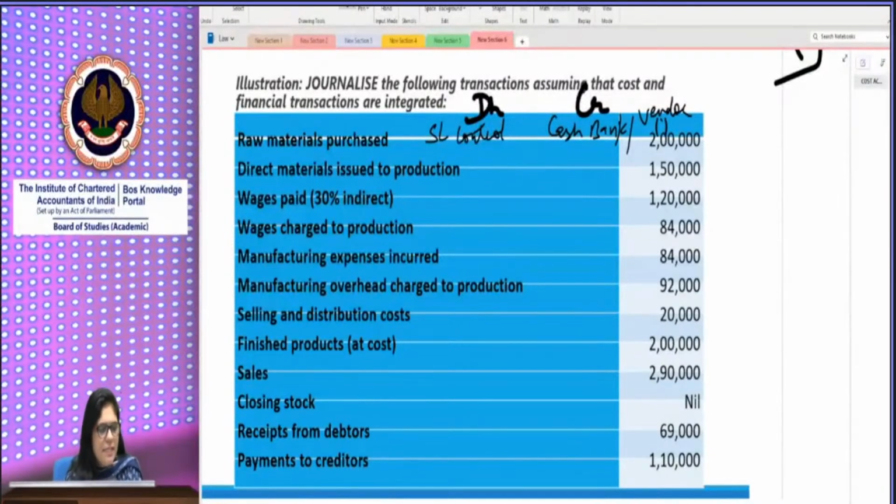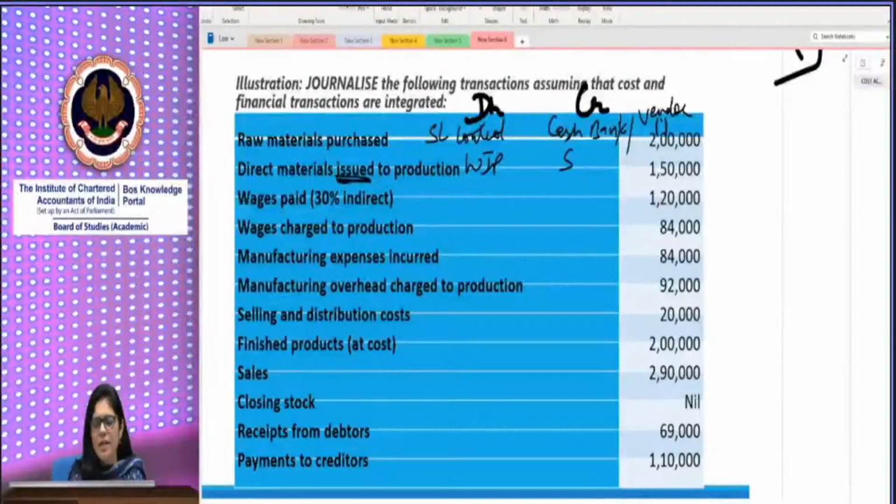Material ledger control account debit and bank account credit. Very good. Direct material issued to production. It's an internal entry. Do we use cost ledger control account here? No. Since cost ledger control account has nothing to do with it, this entry will be the same in integrated and non-integrated both. Clear? So issued to production, stores ledger account credit, WIP debit. It's going to WIP. Internal transfer will remain the same.